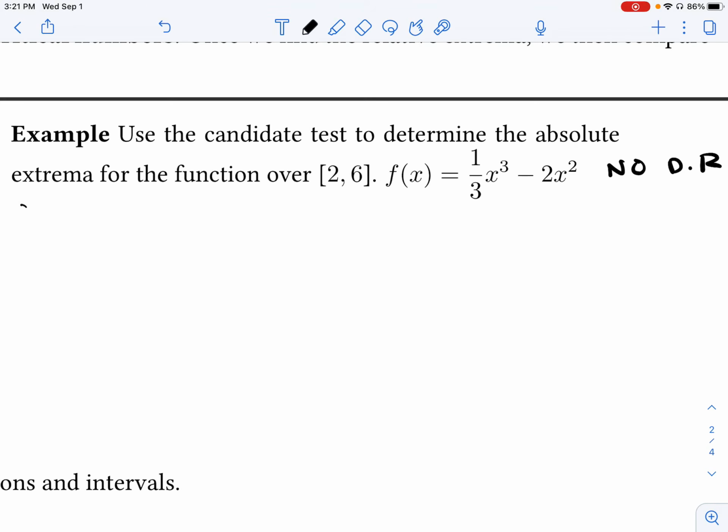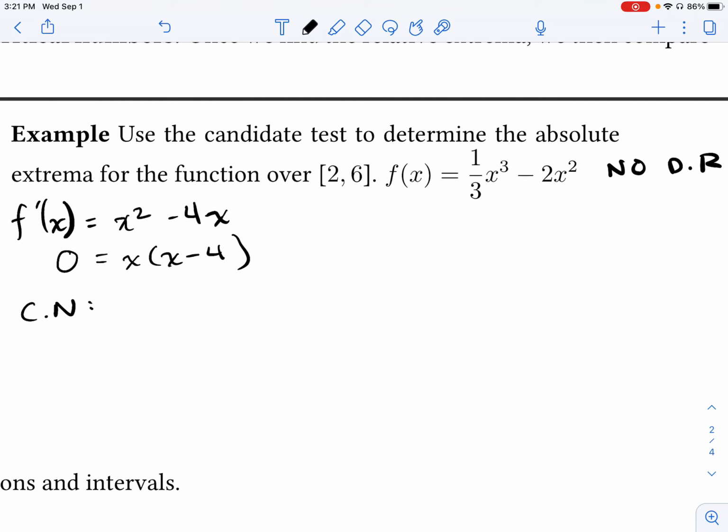Now let's jump to finding the derivative. So the derivative of our function is going to be, see, if I apply the power rule, 3 times 1/3, so that's going to be x squared minus 4x. Now I'm going to see where my derivative might be equal to 0 or where it might be undefined. Let's start with 0. If I set my derivative equal to 0, I can factor this as such and see that I've got one set of critical numbers at x equal to 0 and 4.